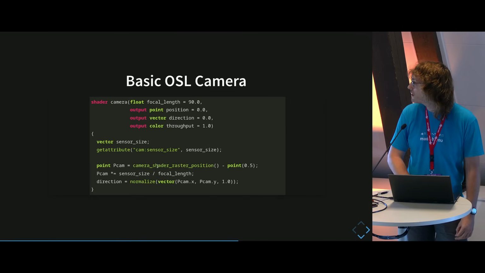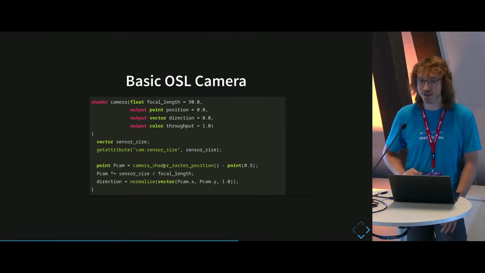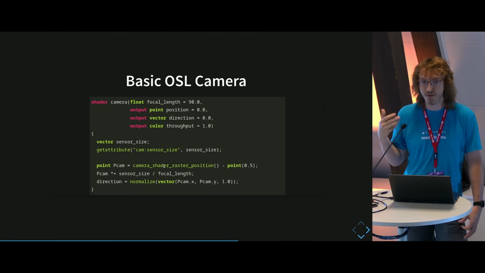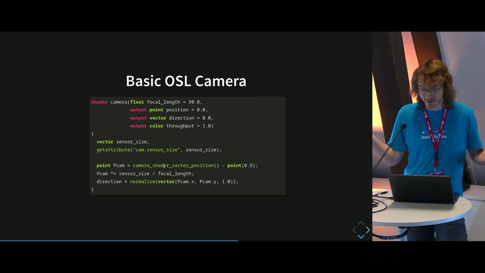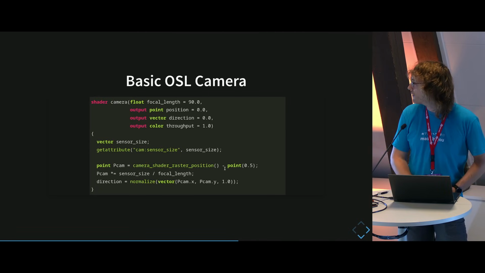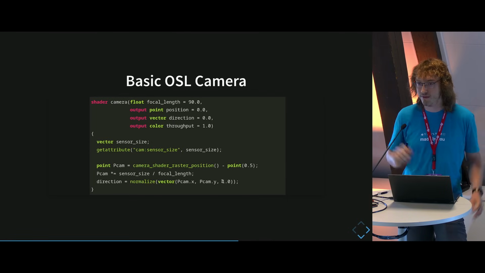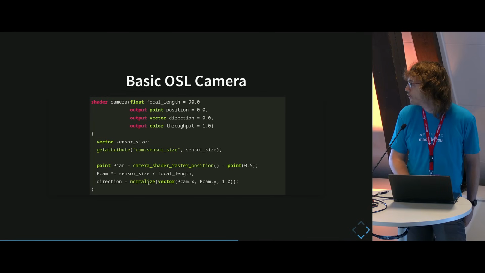Then we have this built-in here called camera shader raster position, which gives us a 2D position between 0 and 1, which is just where are we in the image. Then we normalize this by subtracting the midpoint from it. Then we multiply this by the sensor size and divide it by the focal length. And surprisingly, this is all you need to implement a perspective camera. So then we can just take the X and Y coordinates here, take a fixed distance, this is the virtual image plane that I mentioned, normalize the vector, and we get the outgoing direction.